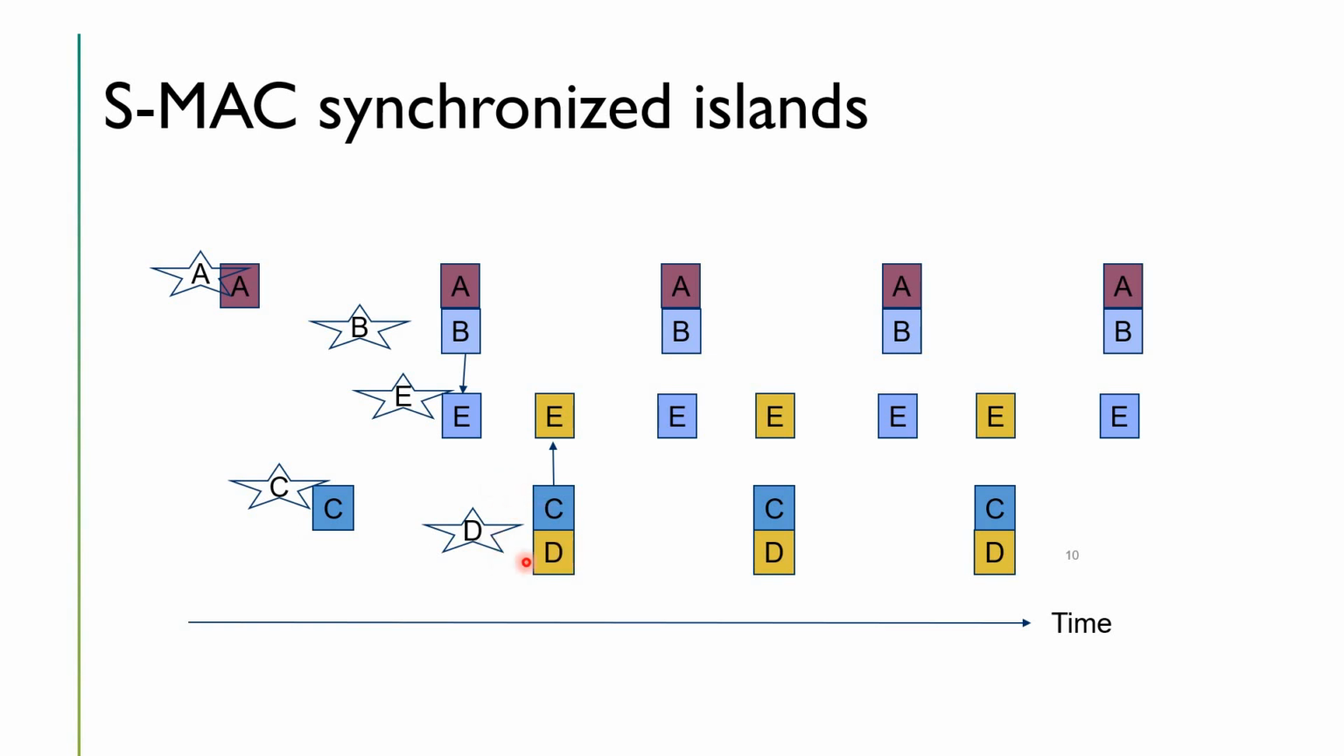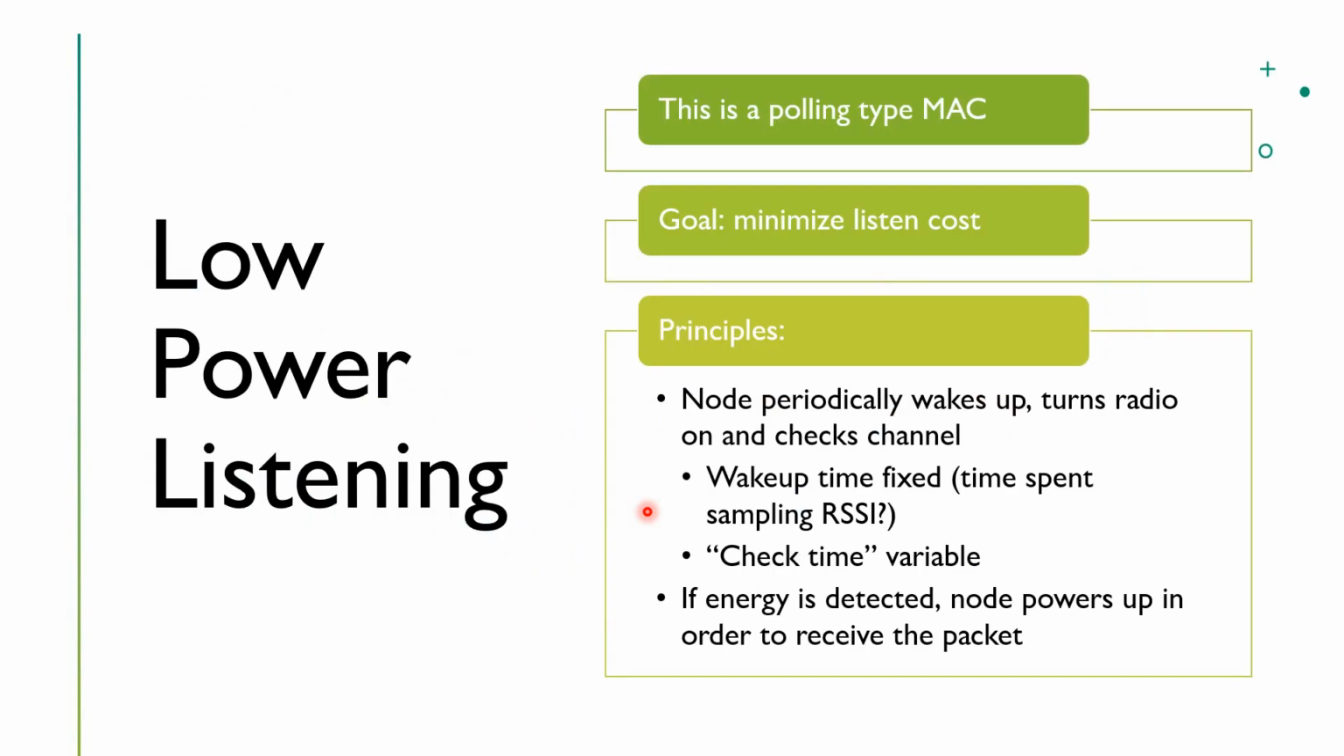Similarly, this is also a synchronized island. Synchronized islands are connected with a node which uses much more energy compared to the other nodes, because they have to wake up for a longer period of time. So this is the problem of synchronized islands. Okay, fine. So that was about SMAC.